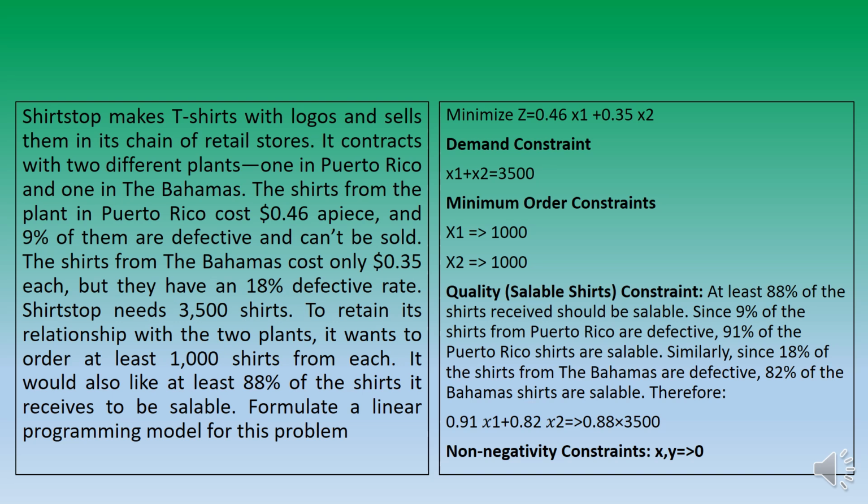Let's learn about the Bahamas. The Bahamas cost only 0.35, which is much cheaper, but they have an 18% defect rate. So the defect rate is almost double. Shirtstop needs 3,500 shirts. So this is the constraint requirement: 3,500 shirts.